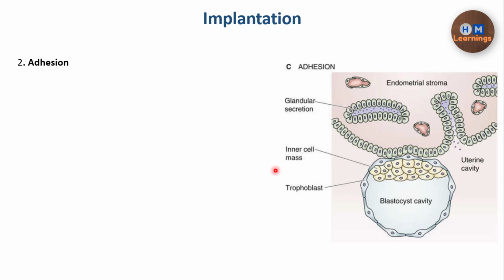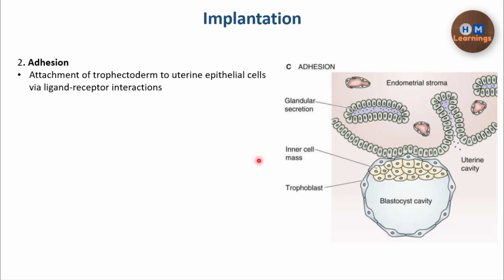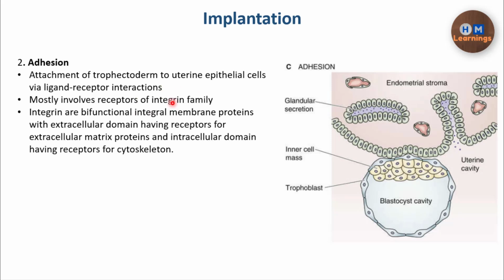In the adhesion, they are going to form an attachment between each other, and that attachment is made with the help of ligand receptor interaction. Initially, it was an ionic bond interaction, that is, the electrostatic attraction between the two structures. Now it is going to be an attachment involving covalent bonds with the help of ligand receptor interaction. So this is going to be a stronger connection between the trophoblast and the endometrium, via ligand receptor interaction involving the receptors of the integrin family.